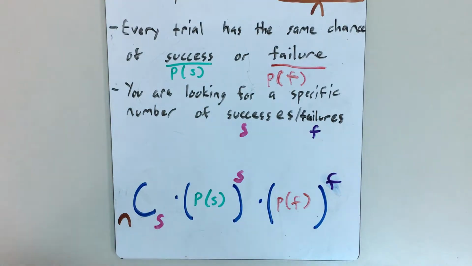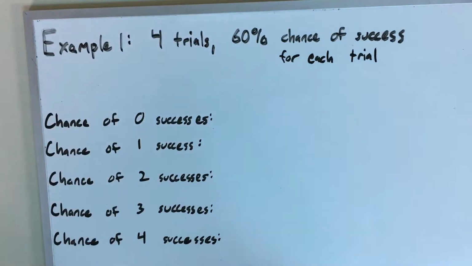So how exactly does this formula work in an example? Well, let me go ahead and bring one of those up. So here's our first example. We have 4 trials and a 60% chance of success for each trial. And I'm going to go ahead and do this for 0, 1, 2, 3, and 4 successes.